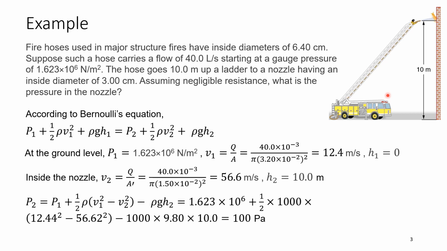So we rearrange this equation and get P2 equals P1 plus this whole thing, and we get P2 around 100 pascals. Please note that this P2 is the gauge pressure because P1 was a gauge pressure. This means that the absolute pressure in the nozzle is very close to the atmospheric pressure, which makes sense because the water exits into the atmosphere without changes in its conditions.